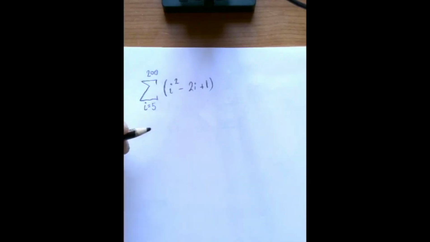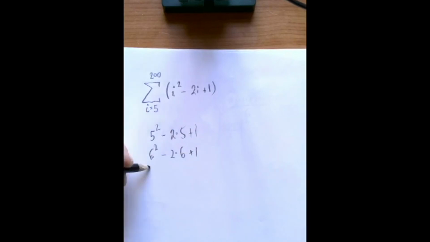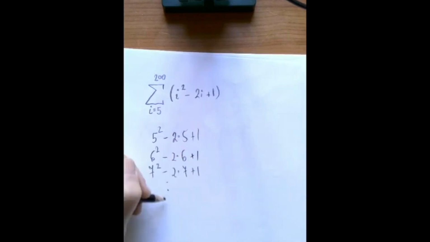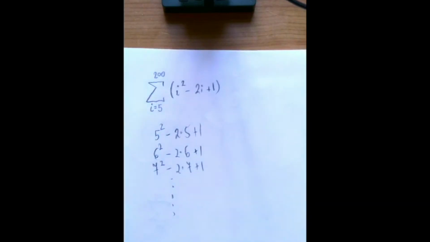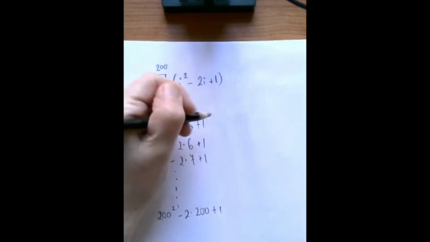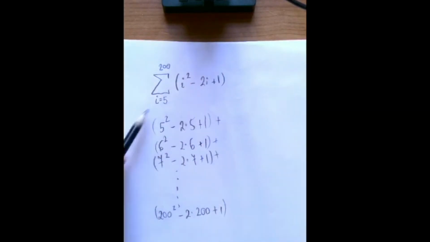When I is 5, we have 5 squared minus 2 times 5 plus 1. And then we roll up to 6. When I is 6, we have 6 squared minus 2 times 6 plus 1. Then I is now 7, and now the reader kind of got the hang of it, and so we're going to go all the way until 200. This expression is the same as this longer one.